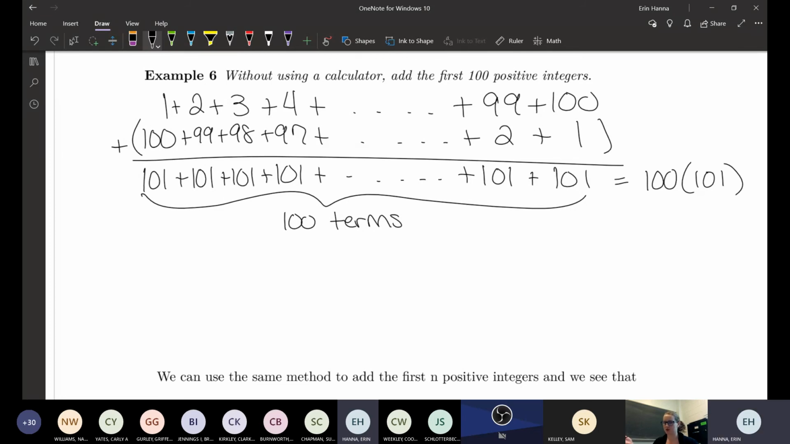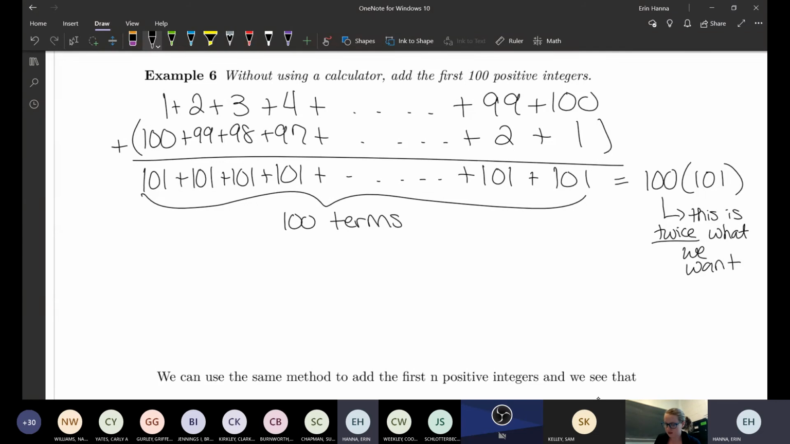Right? If you have 100 things and they're all the same thing, that would be 100, the amount of terms you have, times 101, what all of those terms were. But remember, this is twice what we want, because we added the first 100 integers to themselves. So now we essentially have 2 sets of the first 100 positive integers.